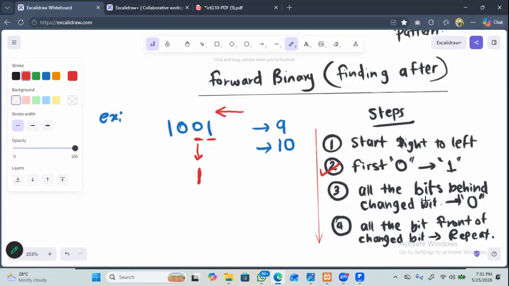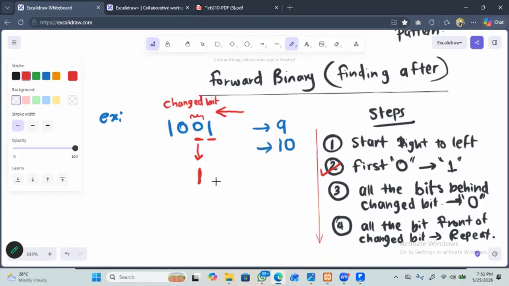All the bits behind the changed bit. Now, this is the changed bit. What bit? Changed bit. I turned that 0 to 1. All the bits behind that changed bit should be what?